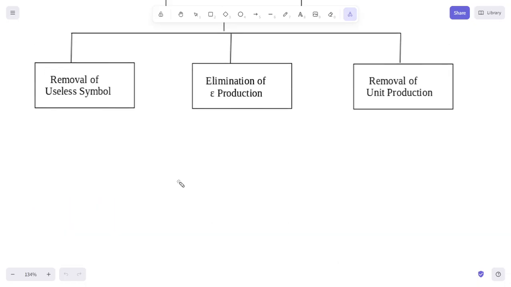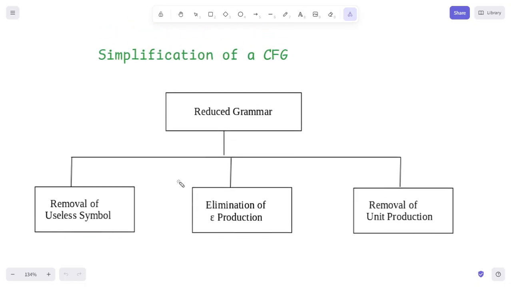So now we know why simplifying is important. Now how to simplify it? There are three different things that we need to do in simplification of CFG. First is removal of useless symbols. Second is elimination of epsilon productions or null productions. Third is removal of unit productions. Now we'll see each of them one by one. When we complete all three steps, only then can we say a CFG is simplified.